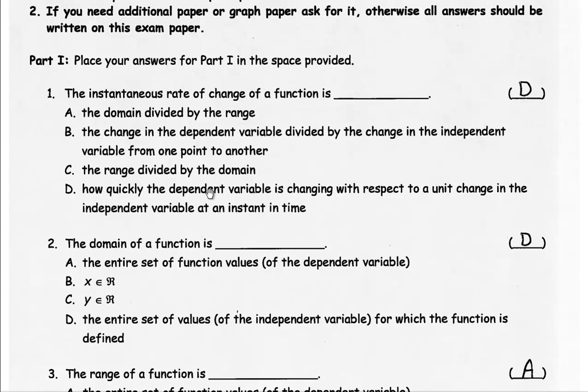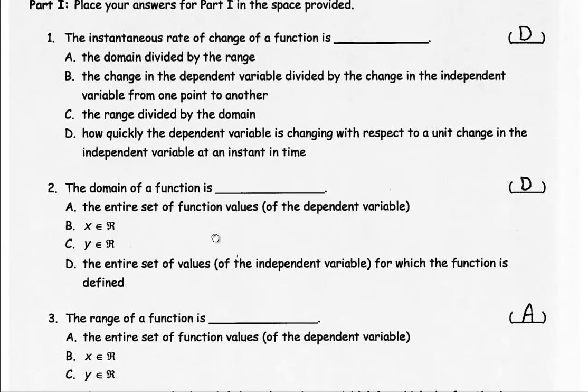It's how quickly the dependent variable, we often call it y, but it doesn't have to be y, is changing with respect to a unit change in the independent variable at an instant or a point in a graph. So that's the definition of the instantaneous rate of change. An average rate of change is between two different points on a graph or points in time, not to be confused with the instantaneous rate of change.